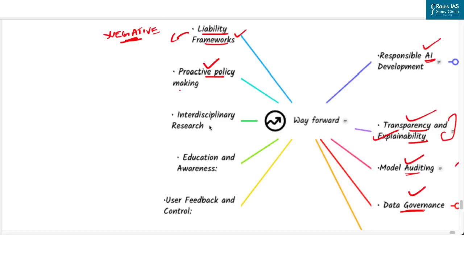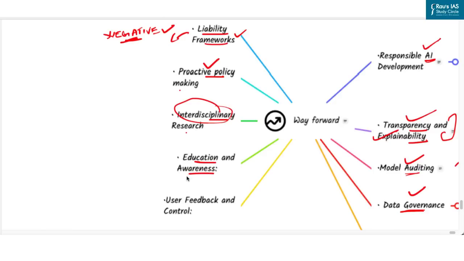Next is promoting interdisciplinary research. Addressing the negative impact of generative AIs requires interdisciplinary research that brings together experts in fields such as computer science, ethics, law, sociology. So, how will this help? This can identify and address potential negative impacts from a variety of perspectives and ensure that solutions are holistic and effective. Next is promoting education and awareness.